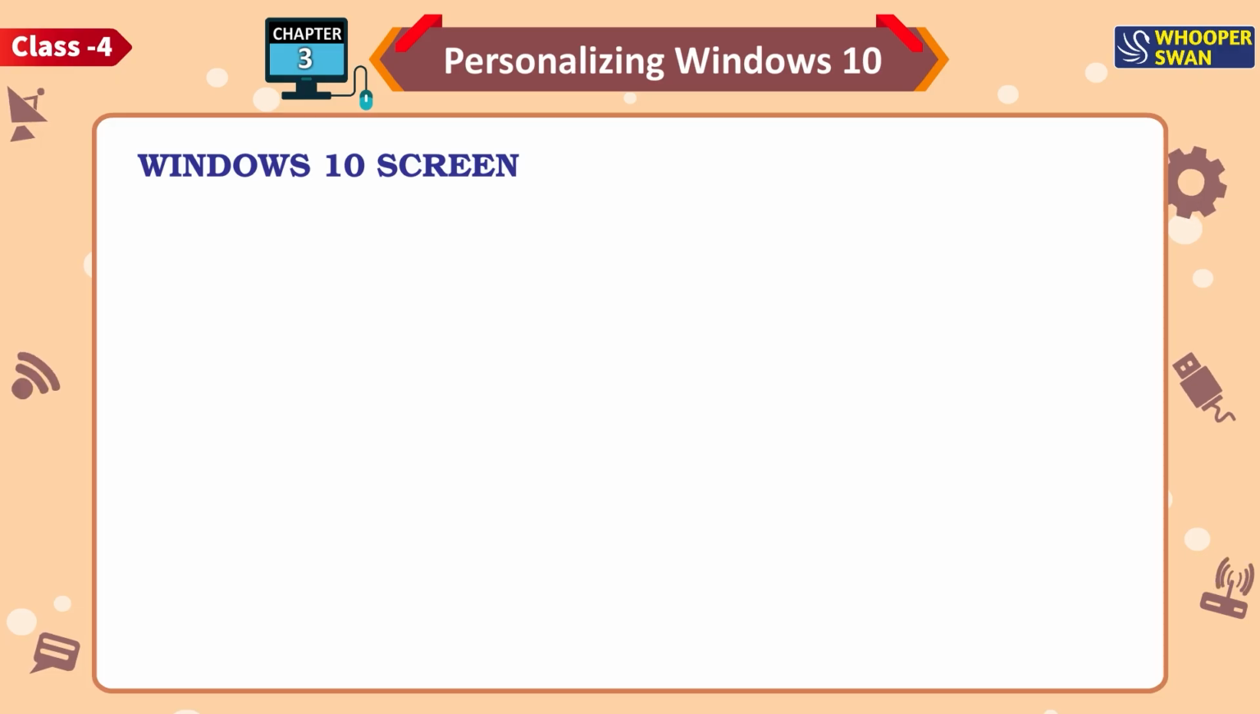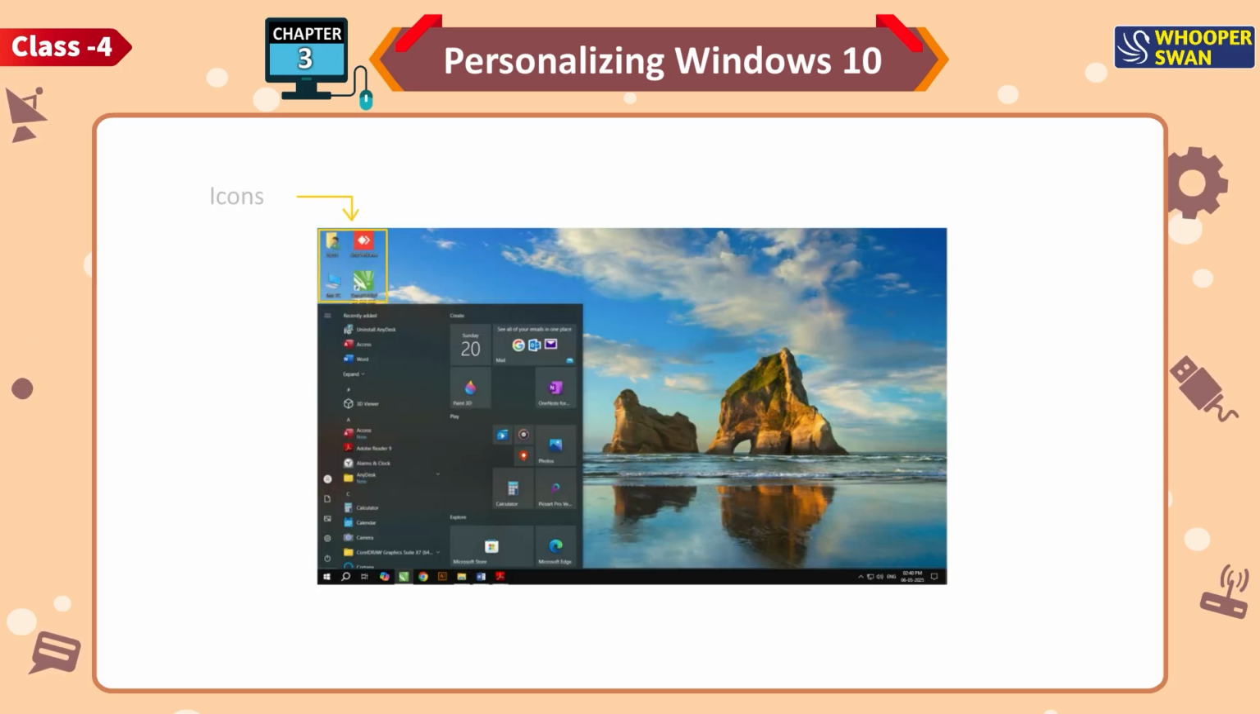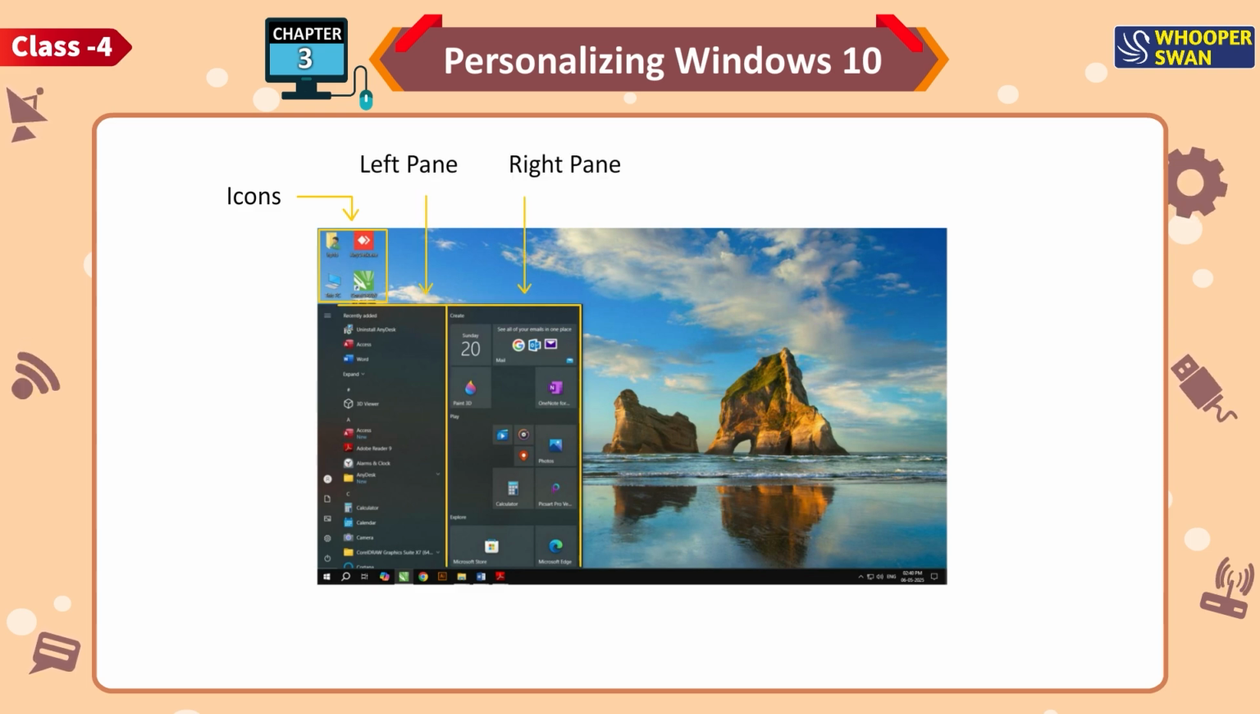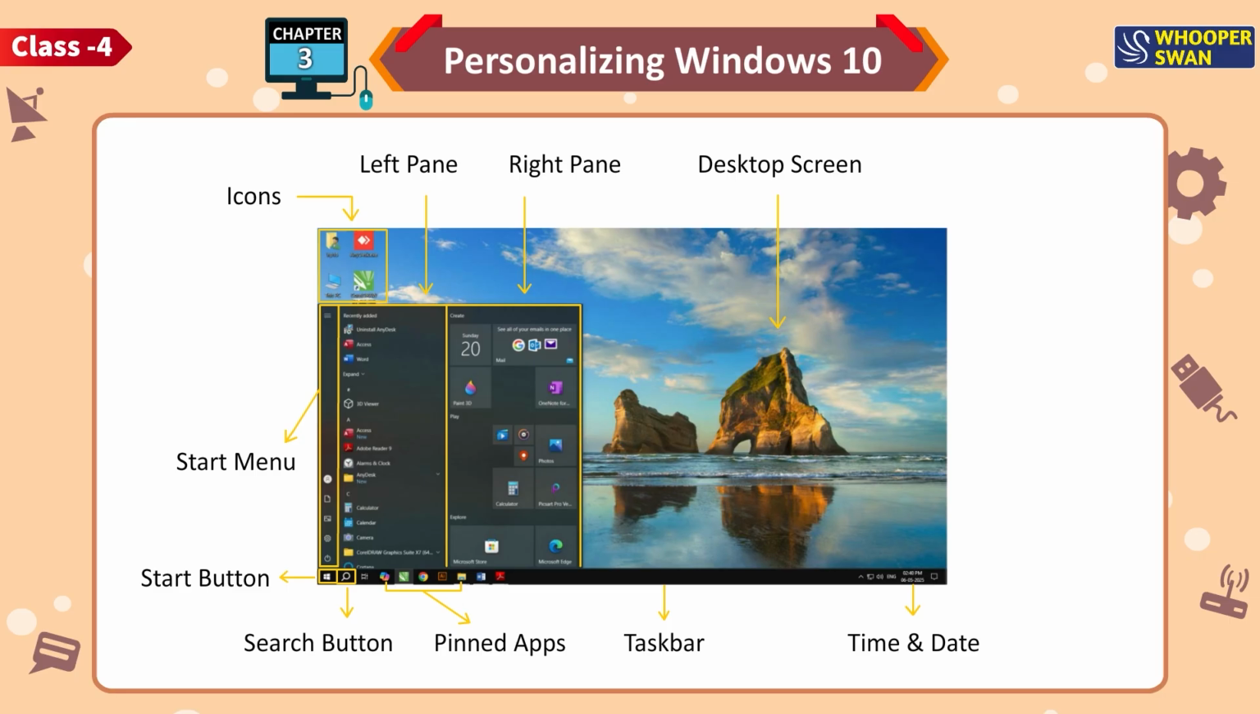Windows 10 screen. In the previous class, we have learnt about the different parts of the screen. Let us recall them once again. Icons. Left pane. Right pane. Desktop screen. Start menu. Start button. Search button. Pin apps. Taskbar. Time and date.